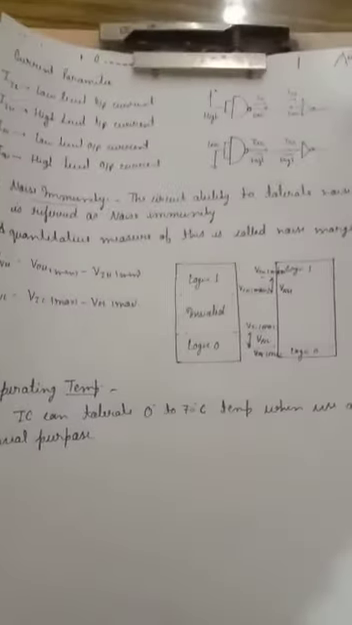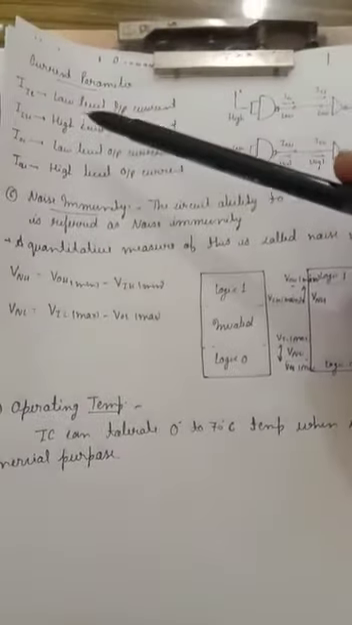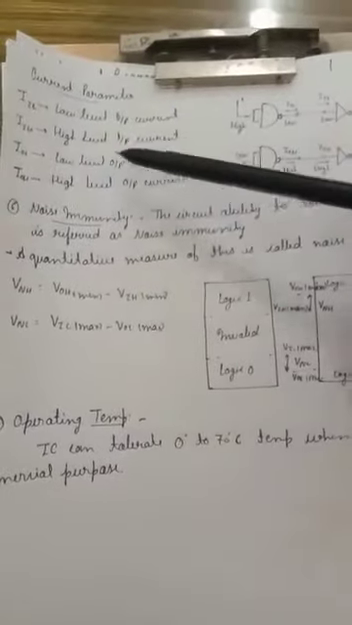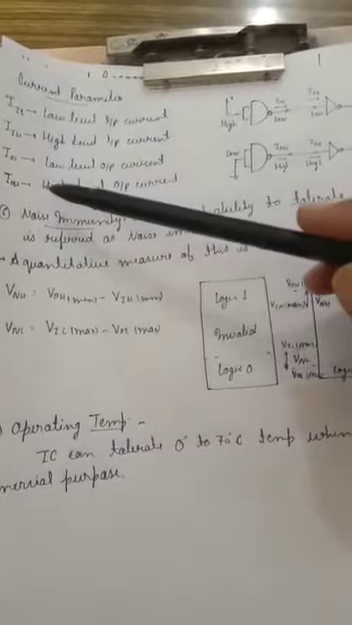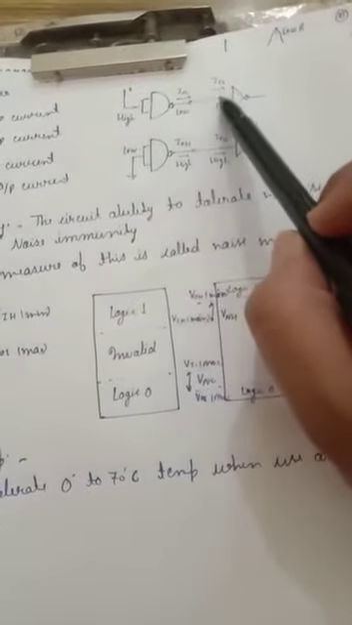Next we will discuss the current parameters. In the same way, the current parameters are IIL, low level input current, IIH, high level input current, IOL, low level output current, and IOH, high level output current. The same applies: when the input is high, the output is low. This is the input at high level, and this is the output at low level.